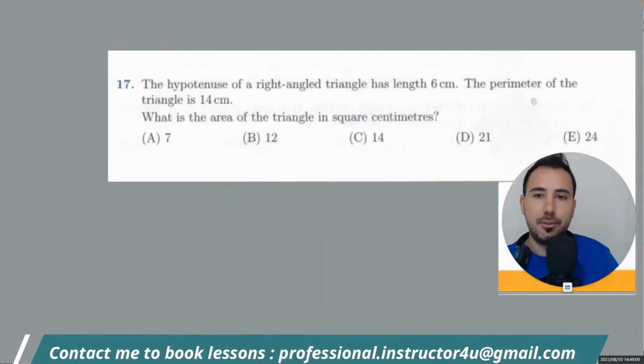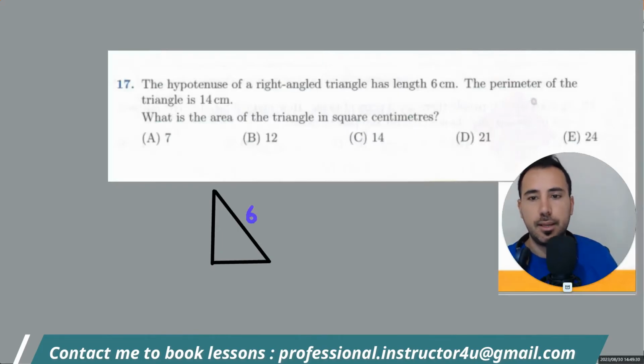The hypotenuse of a right angle triangle has length 6. The perimeter of the triangle is 14. What is the area of the triangle in square centimeters? This one is the first, I would say, extra challenging question here. This is different. I think it will be difficult for a lot of the students, even though it's only question 17. Now here it says that this is 6.